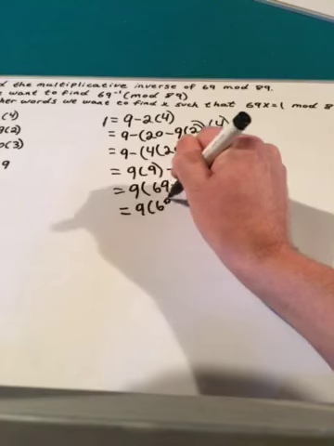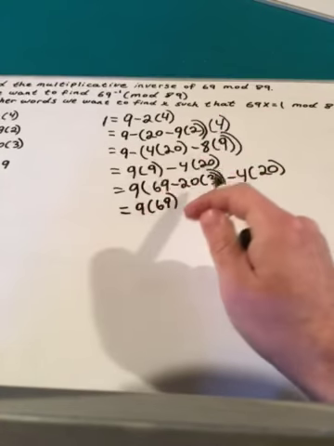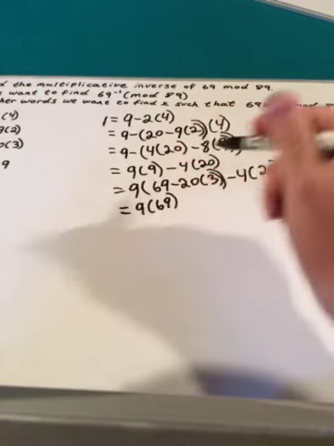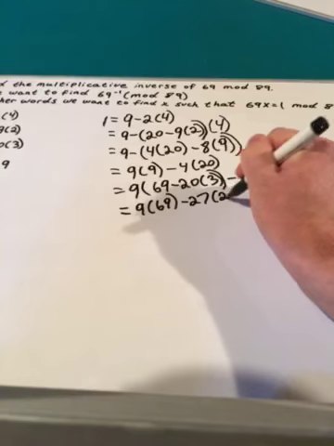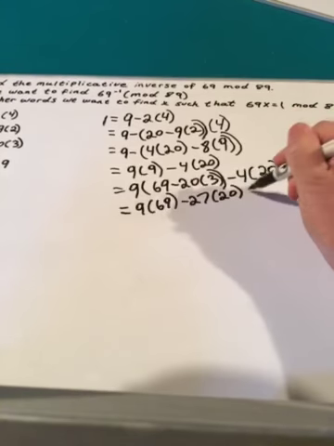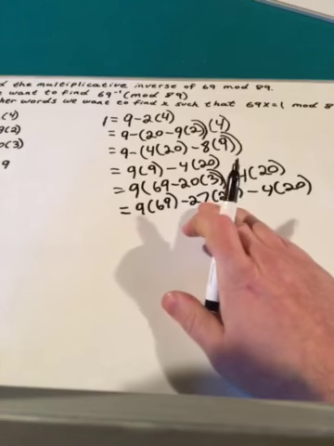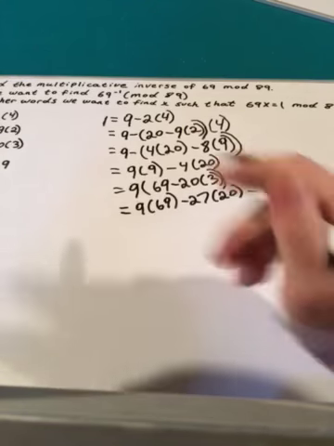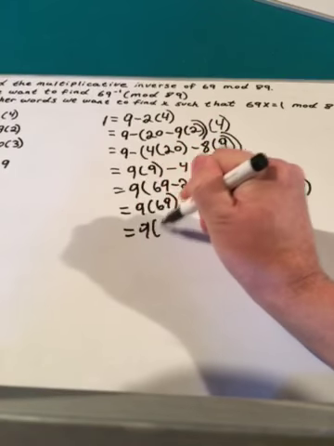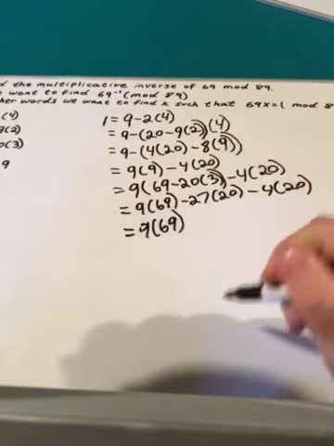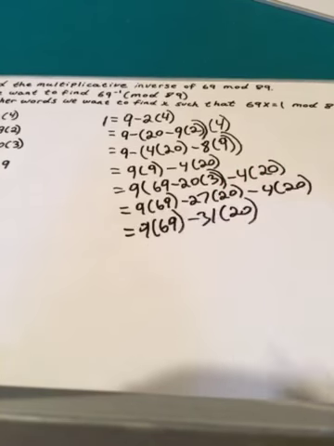9 69s. Okay, and then we have how many 20s? We have minus 27, 9 times 3, 27, but it's a minus sign, so it's minus 27 20s, and then minus 4 20s. So we have minus 27 minus 4, minus 31. So this is equal to, we still have 9 69s, and then minus 31 20s.